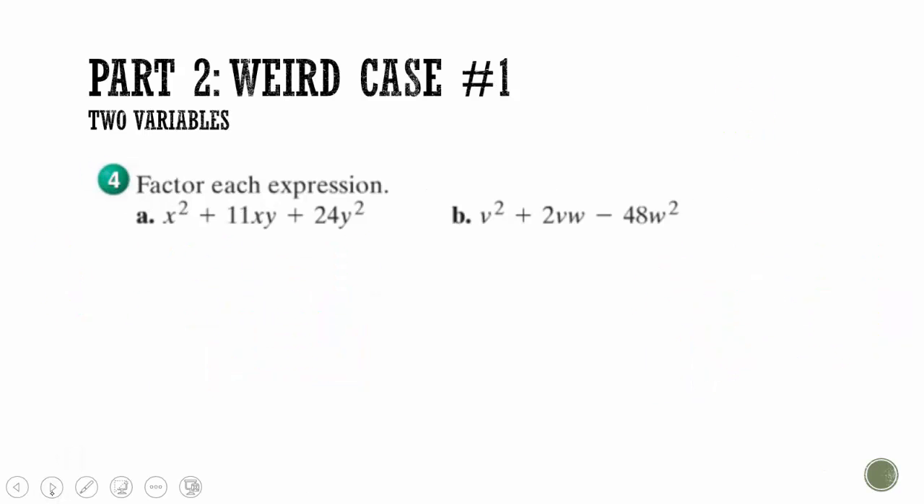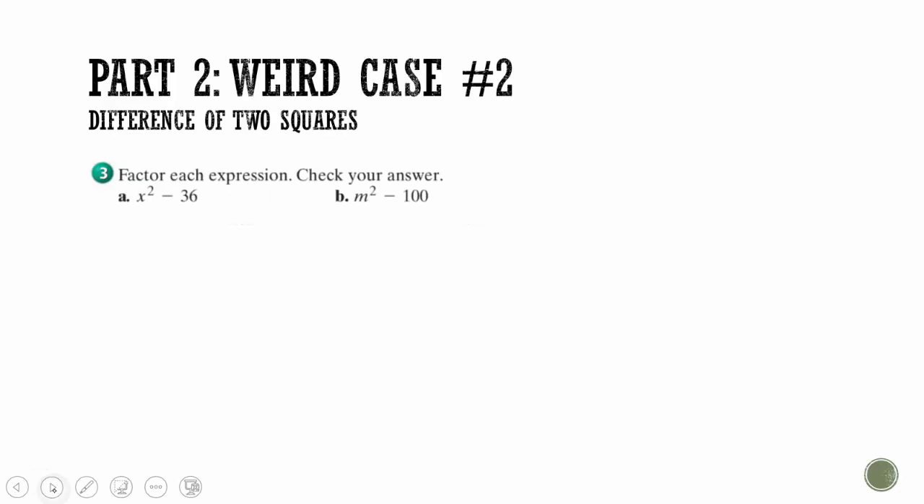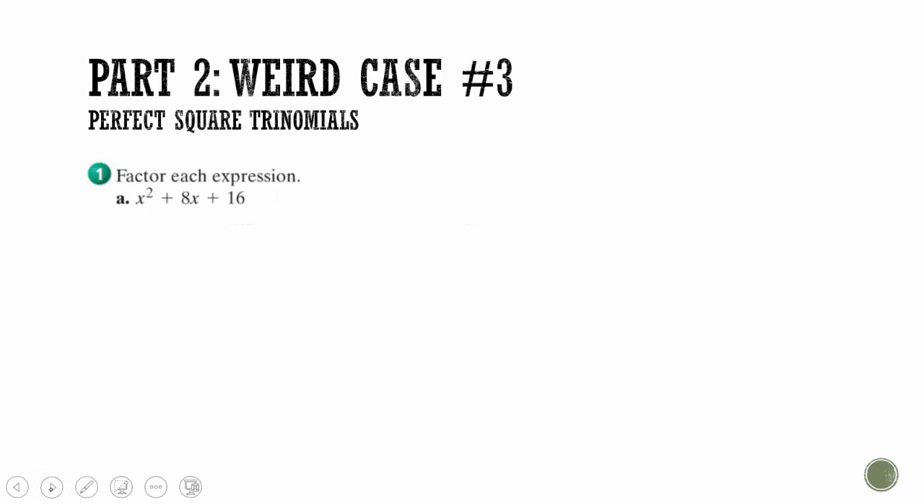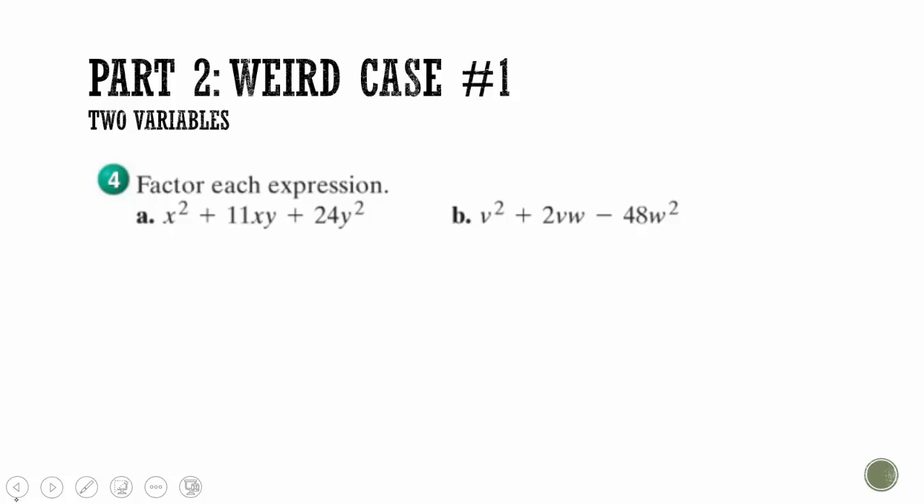So now, the next 2 days, we're going to do things that are a little weird. If you notice in the next couple slides, we have weird cases. There's 1, 2, and 3. These are weird just because they look a little different, but your process is exactly the same. So the first weird case we're going to do has 2 variables in it. So if you notice, this has an x squared, your end term has a y squared, and in the middle, we have 1x and 1y.